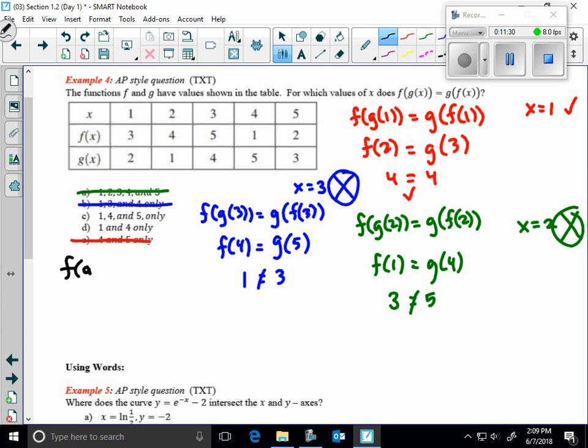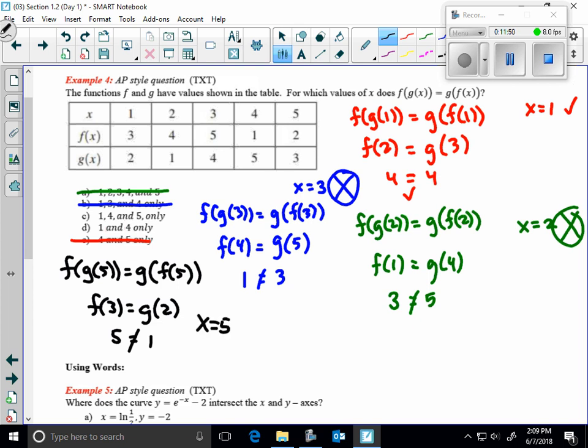F of g of 5 is equal to g of f of 5. Well, is it? Let's see. G of 5 is 3. F of 5 is 2. It looks like f of 3 is 5 and g of 2 is 1. That's not true. So x equals 5 doesn't work. So that means I can eliminate this option. Looks like D is our answer. Only works for 1 and 4.